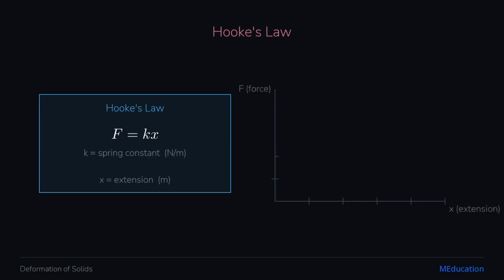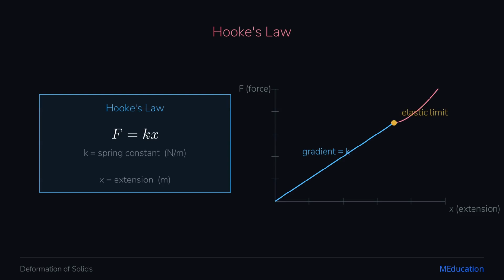Hooke's law states that the extension of a spring is directly proportional to the applied force, provided the elastic limit is not exceeded. F equals k times x, where k is the spring constant in newtons per meter. The spring constant k measures stiffness. A large k means a stiff spring that needs a large force for a small extension. A small k means a compliant spring.